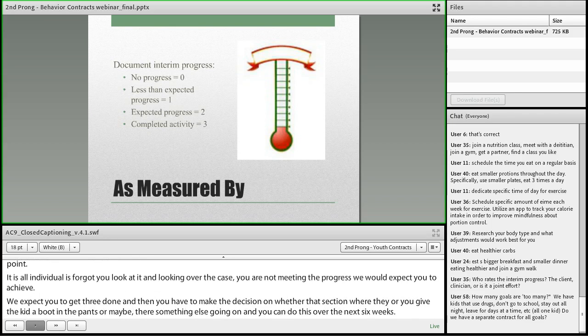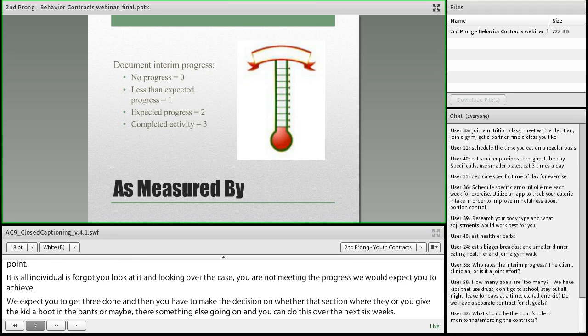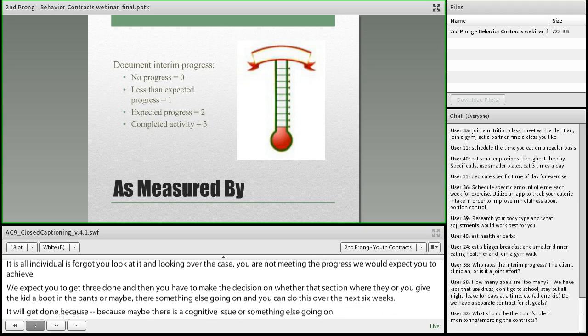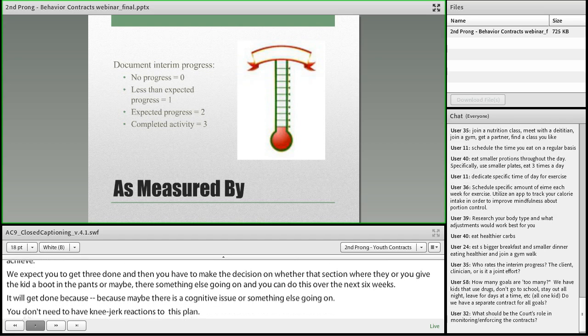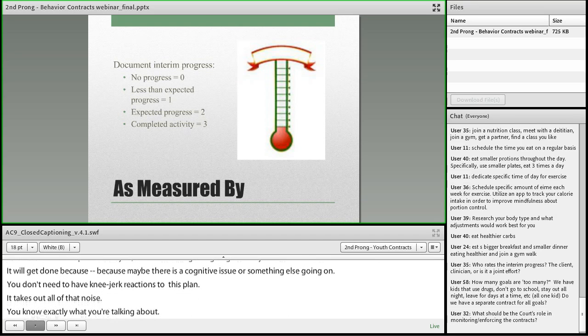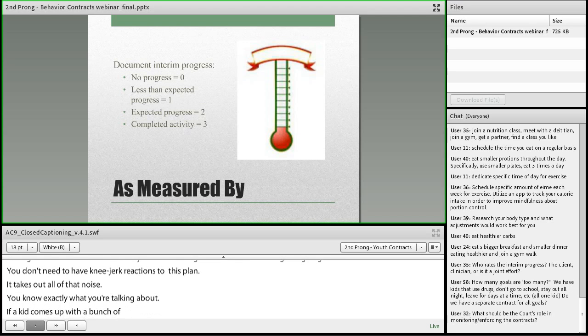You have to have sort of knee-jerk reactions to these plans because you're going over them all the time. But again, it takes out all that noise. You know exactly what you're talking about. And if a kid just comes up with a bunch of lame excuses, say, look, those are lame excuses. There's a sanction here. You're going to lose your cell phone for half a day or something like that. Whatever you can do to move the kid along.